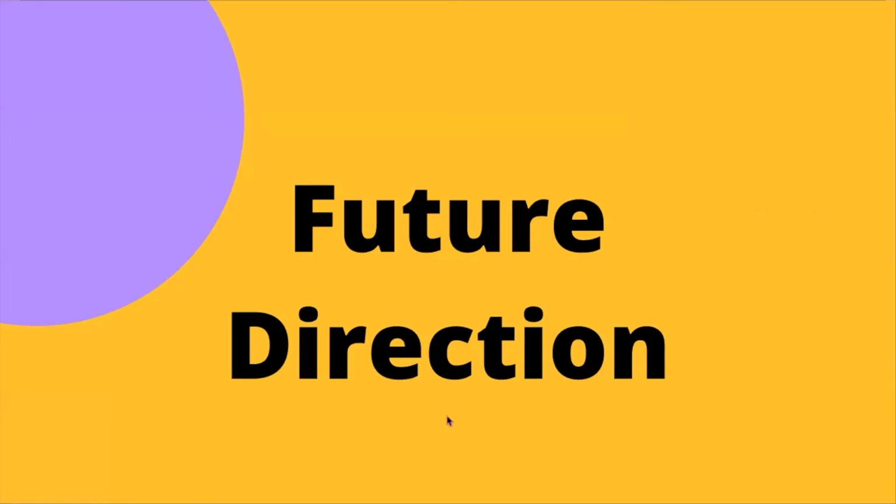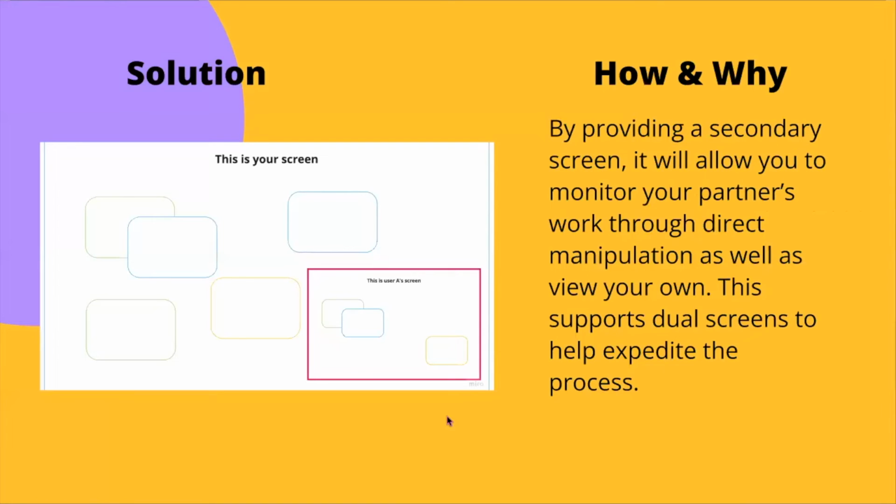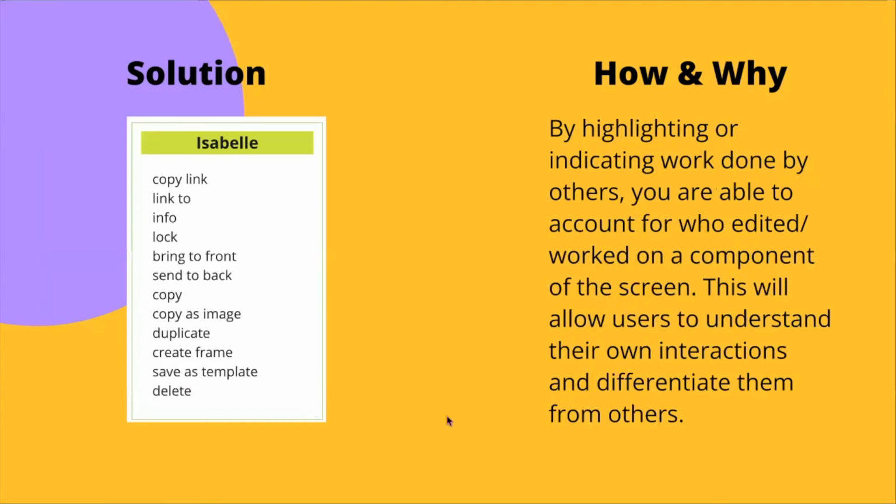For future direction, so this is my solution. And so by providing a secondary screen, it will allow you to monitor your partner's work through direct manipulation as well as view your own. And so this supports dual screens to help expedite the process. And so as you can see in the little red block on the right corner, it's the user A screen, and then the main block is your screen. And so this will just allow you to look at your partner's screen and just compare if there's things that you need to copy or you just want to navigate the process.